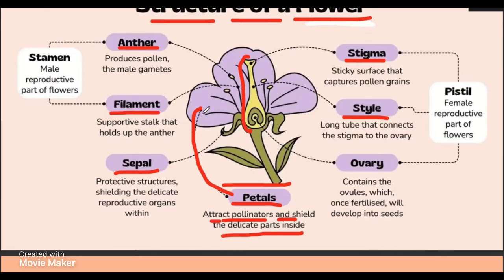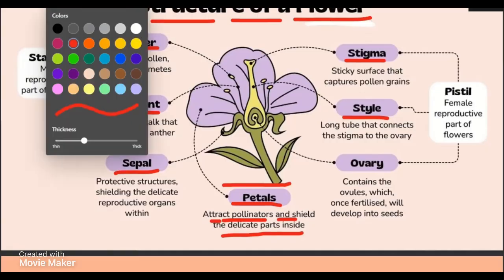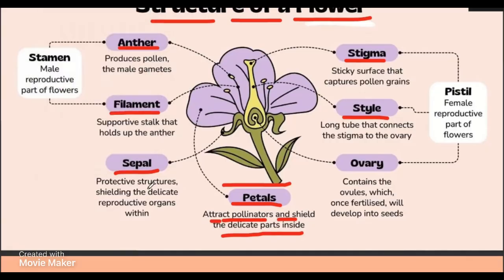Also, they attract pollinators. Pollinators means insects, because insects are more fascinated by the colorful flower. That's why they find it attractive. Because petals are colorful, insects get attracted toward the petals and they do pollination over the stigma. Here is the stigma.